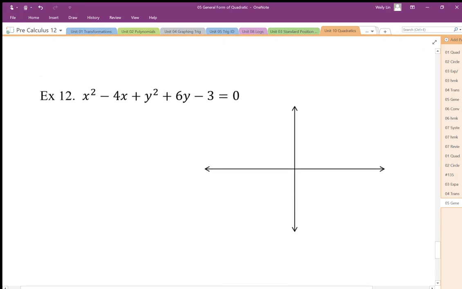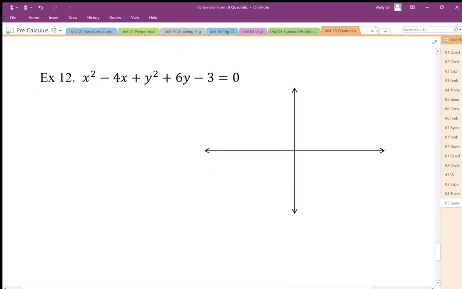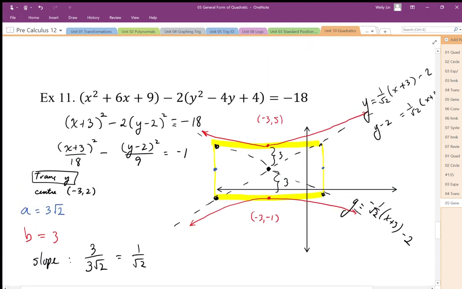Okay, so lastly, this one's not in graphing form, so I have no idea how I can graph it. I have to be able to put this into graphing form. So how can I put this into graphing form? Well, I recall we had a similar issue with parabolas. And to put it into graphing form with parabolas, I needed to make a perfect square factor like this.